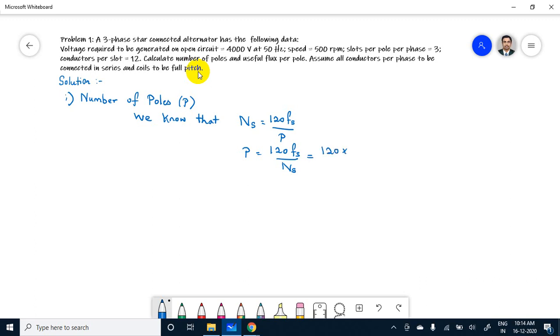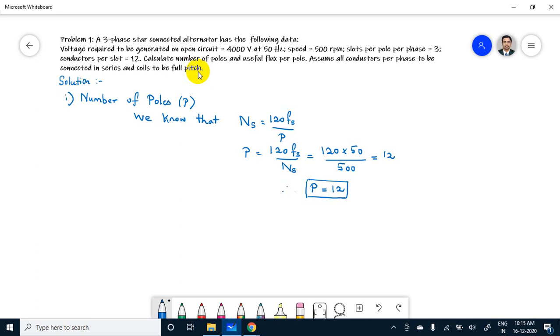Now substitute the parameters. 120 into Fs, the supply frequency, you see in the question, 50 Hz. 120 into 50 divided by synchronous speed. How much speed? It is 500 RPM. So please give the answer. 120 into 50 divided by 500. You will get 12. Therefore, number of poles equal to 12. Okay, P equal to 12.